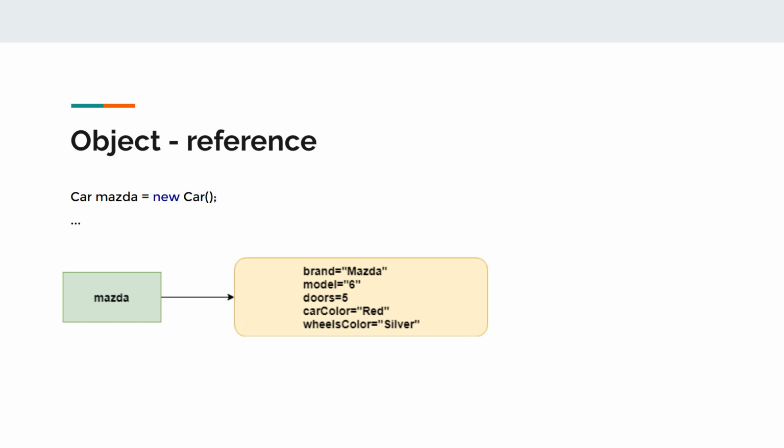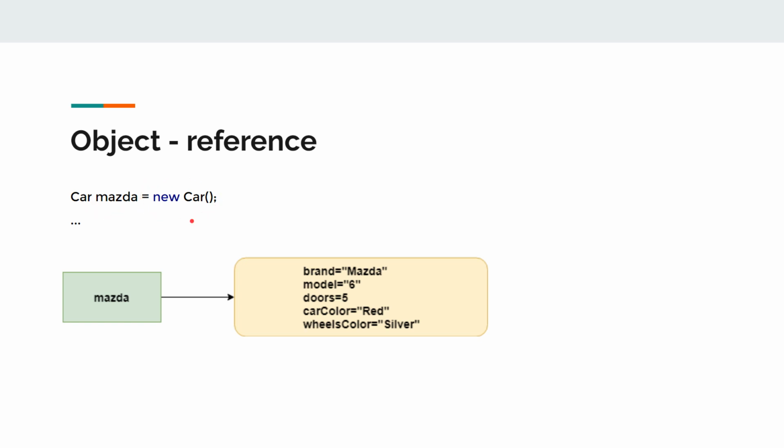One of the key elements that impacts whether we will understand the more advanced issues in Java later on is differentiating a reference from an object. Let's look once more at our example of creating a Mazda. In this case, we will say that Mazda is a reference to the object of type car.